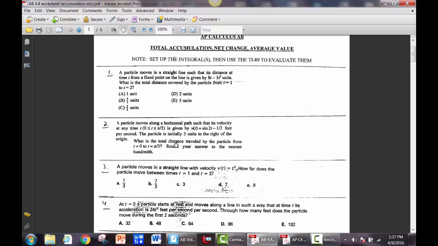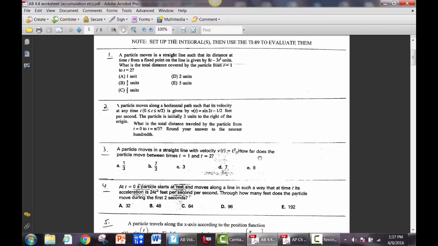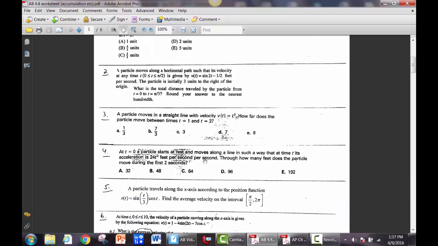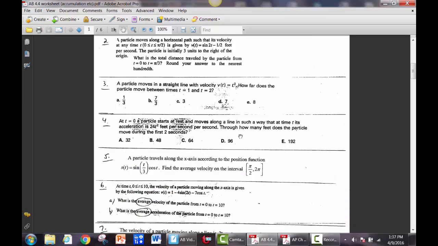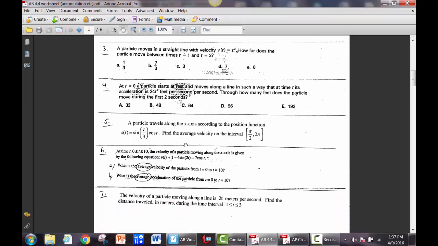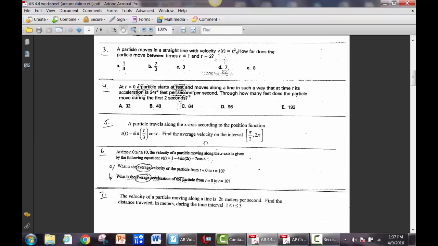Same thing here, what's the total distance? How far does it move between times t1 and t2? That's total distance. How many feet does the particle move? Again, total distance. This is an average velocity, so the average value of the velocity, which means you'll be integrating the velocity. Again, average velocity, you'll integrate the velocity. Here you'll integrate the acceleration.